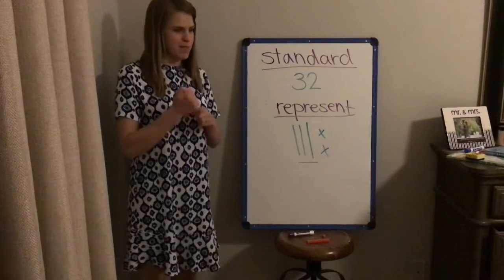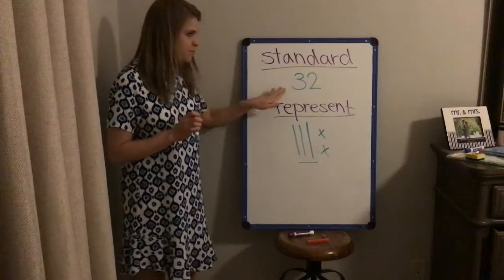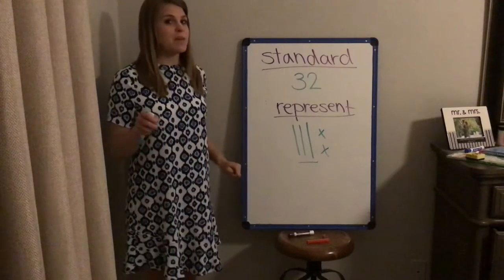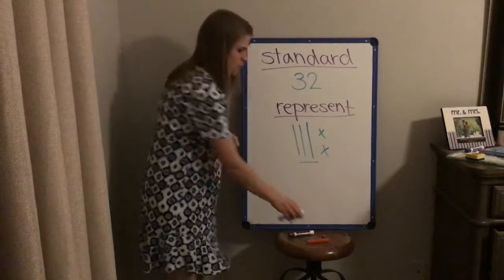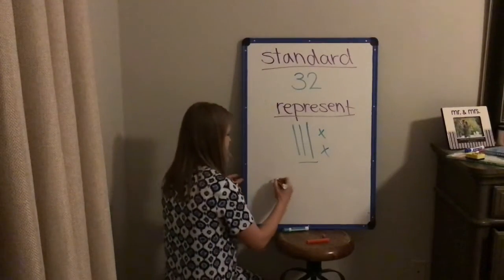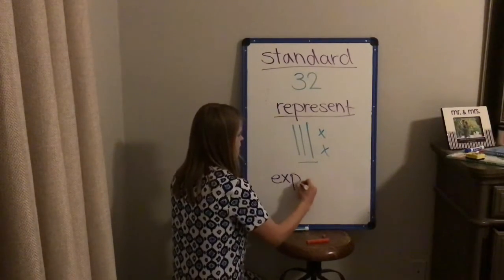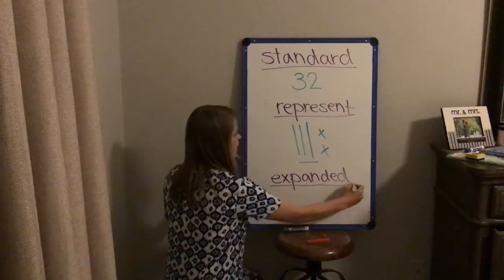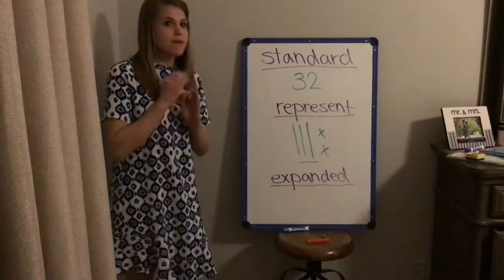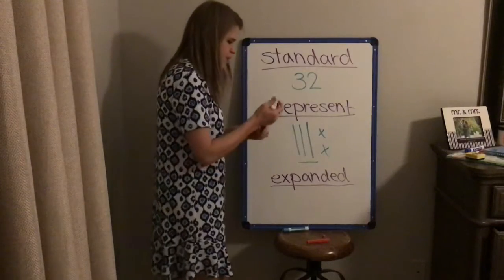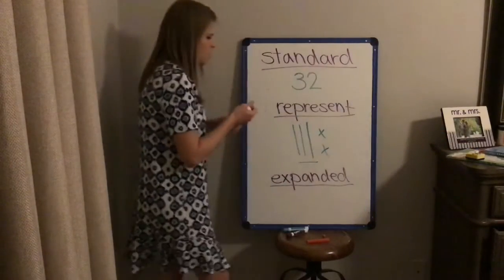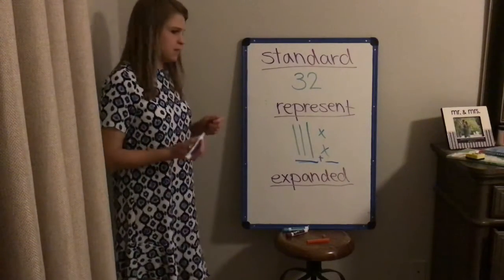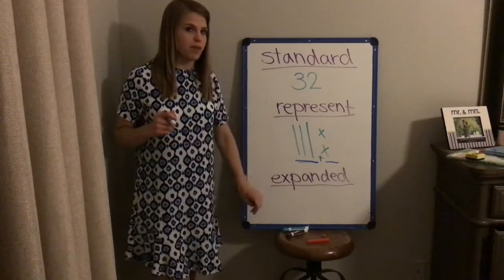All right, guys, now for the tricky part. We've written the standard form of the number. We've represented the number using base 10 blocks. Now what we need to do is write our expanded form. I'm going to write expanded. Now remember, for expanded form, guys, let me grab another color. We're doing our 10s plus our 1s. Okay, so see if you can write expanded form really quickly.